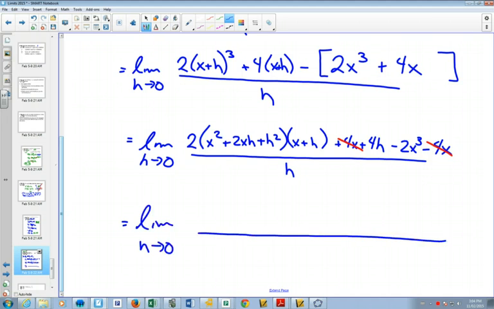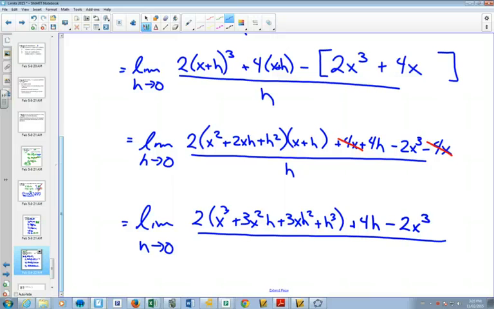This example in particular, you're really going to appreciate the shortcut when we learn it. So here we're going to go 2. When I multiply this x plus h through again, I'm going to get x cubed plus 3x squared h plus 3x h squared plus h cubed. You might have to do that off to the side and draw all the arrows and combine your like terms. That's okay. We still have plus 4h minus 2x cubed.